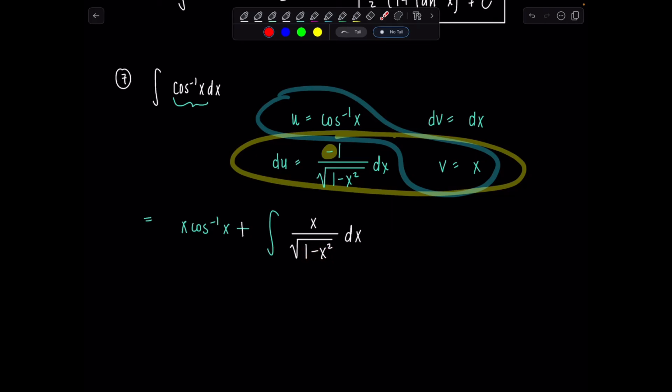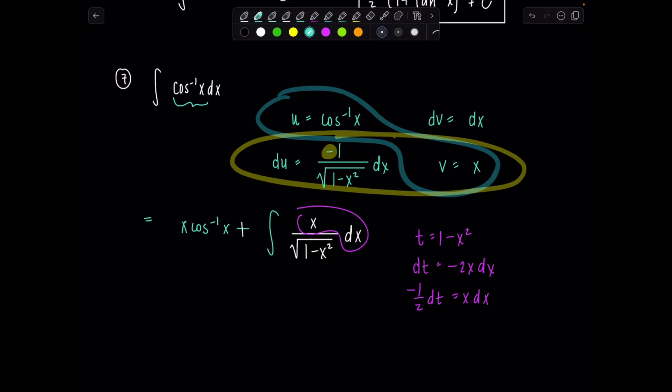But remember, we already used up the variable u. So we got to pick somebody else. Let's pick t. So let t be 1 minus x squared. dt will be negative 2x dx. So negative 1/2 dt is x dx right here.